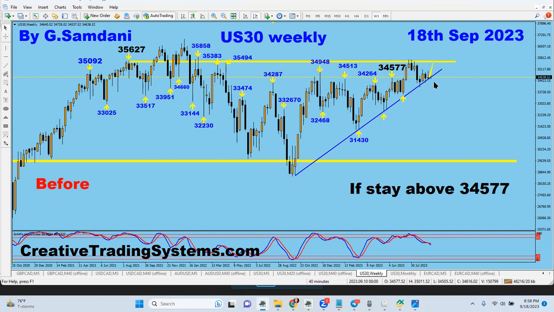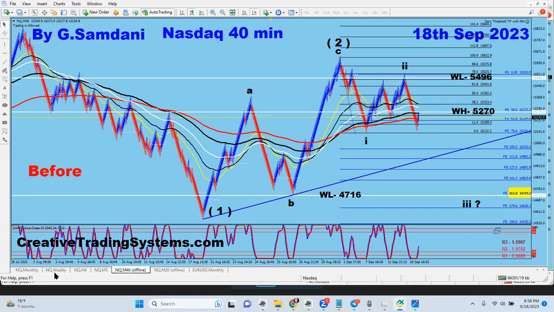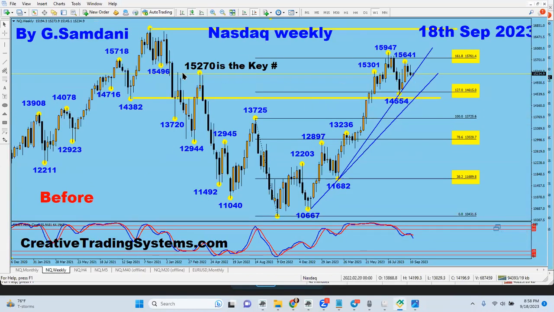So I just wanted to share with you guys, and pay attention to these numbers. Very, very important: 34,577 in US30, and in Nasdaq, this is the number here, 152.70. Above that, going up; below that, going down. So this is it for now.